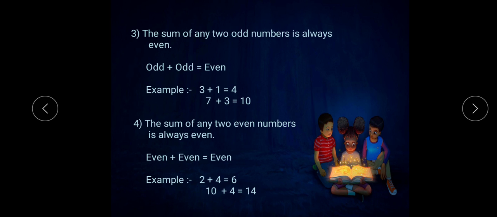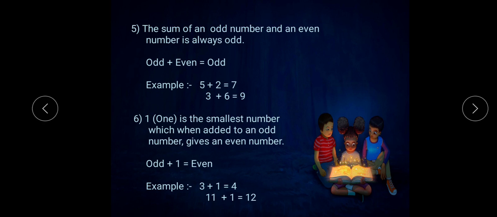And the fourth point is that the sum of any two even numbers is always even. If you are adding any two even numbers, the answer you will get is always an even number. For example, you can see here 2 plus 4 we are getting 6, 10 plus 4 we are getting 14, right? So these points you have to remember, children, okay? Let us move to the fifth point.